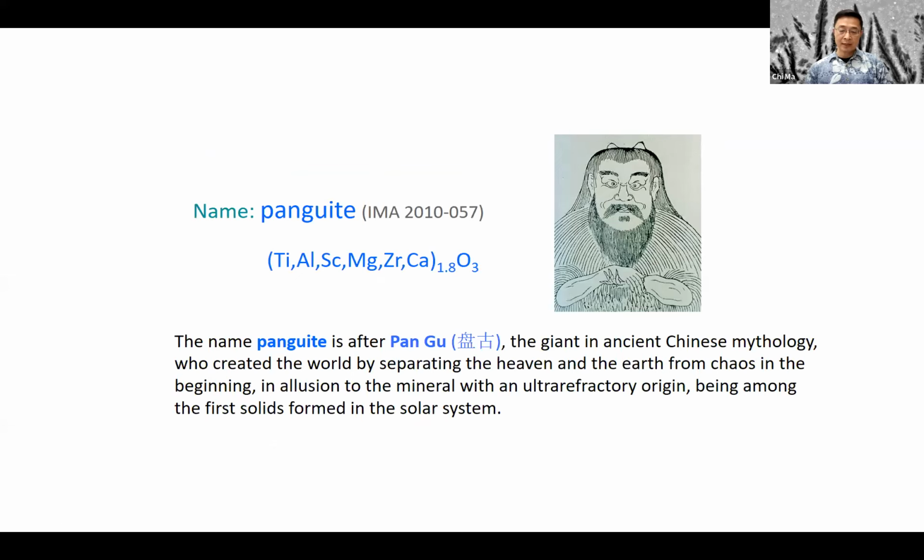The name panguite is after Pangu, the giant in ancient Chinese mythology, who created the world by separating the earth and heaven, the yin and the yang, from chaos in the very beginning, in allusion to the mineral with the ultra-refractory origin. So the name Pangu actually means ancient disk. This sounds like solar nebula, right?